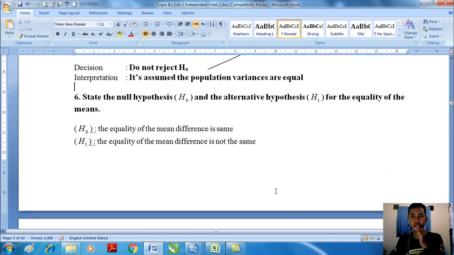Now come to the next question. State the null hypothesis and alternative hypothesis for equality of the mean. Okay, equality of the mean. State. Null hypothesis: the equality of the means difference is the same. The equality of the means difference is the same. We have to focus on the mean difference. And the alternative hypothesis: the equality of the mean difference is not the same. Repeat. The equality of the mean difference is not the same.